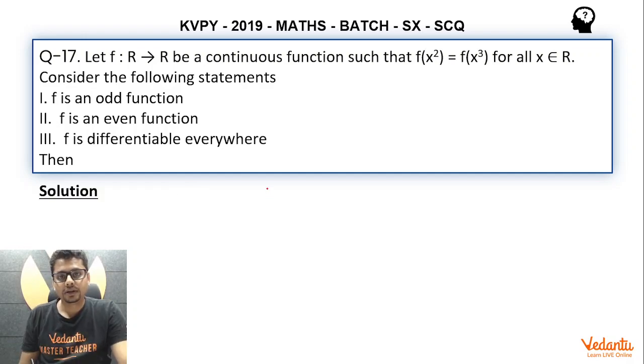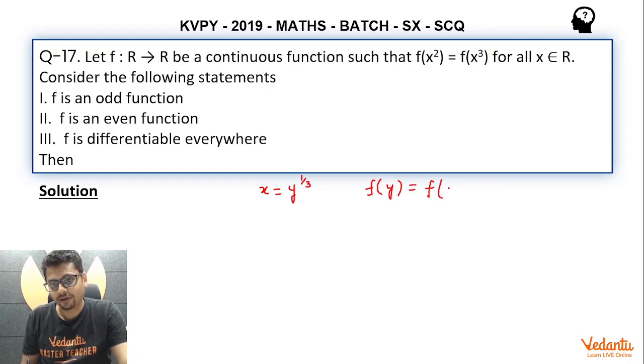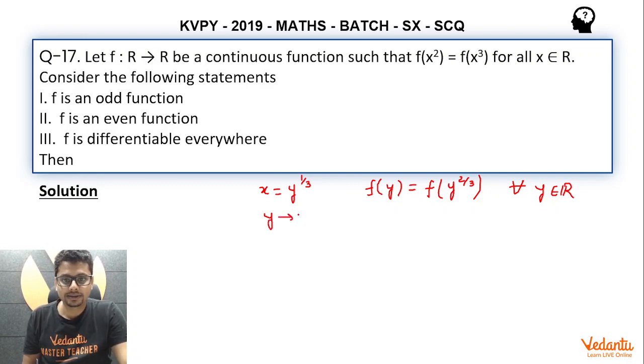Let's solve it. Let's take x to be y to the power 1 by 3. So f of x cube would become f of y to the power 1 by 3 whole cube. So basically f of y equal to f of y to the power 2 by 3. Now since this holds for all x belong to real, this will hold for all y belong to real. So I can replace y by y to the power 2 by 3.